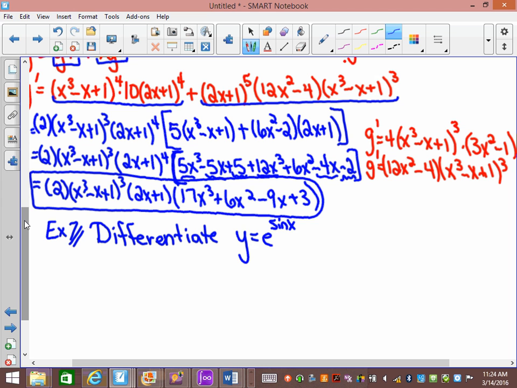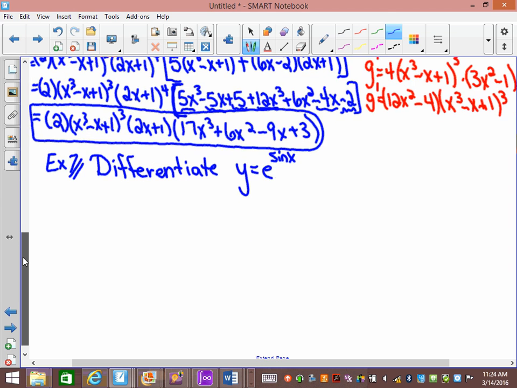So we'll do this one. y prime, what's the derivative of sine? Cos x, e to the sine x, and you're done. Because it would be ln e behind it, but ln e is just 1.